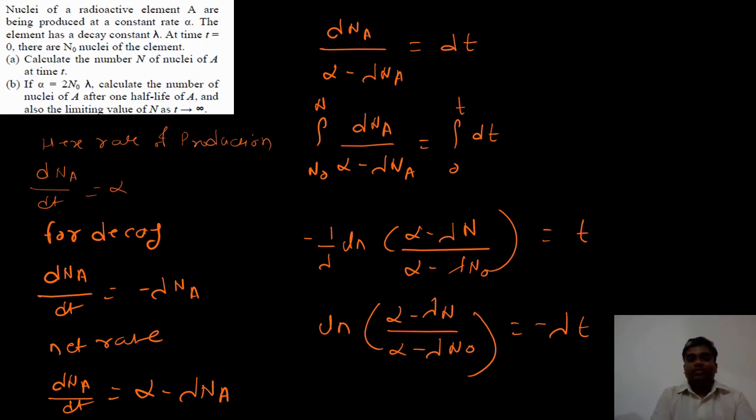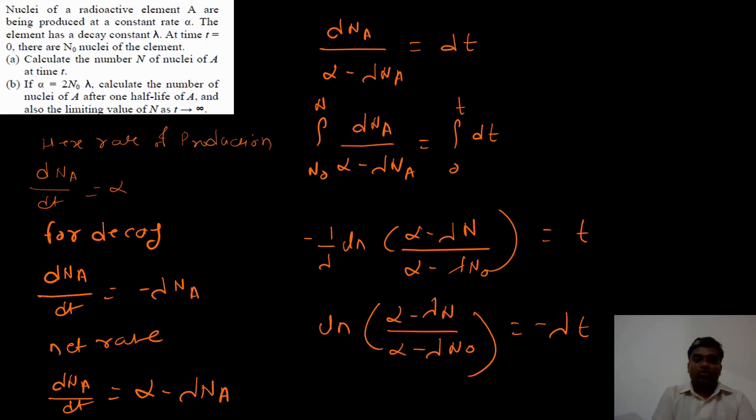Then we integrate from the initial to the final state. At the final time t, the number of nuclei is N. So the integral from N naught to N of dN_A/(alpha minus lambda N_A) is equal to the integral from 0 to t of dt. Here we use the formula that the integration of 1/x is ln x. Lambda is a constant, so we can take it out of the integration. Then we put in the upper and lower limits and get minus 1/lambda ln of (alpha minus lambda N)/(alpha minus lambda N naught). The integration of dt is t.